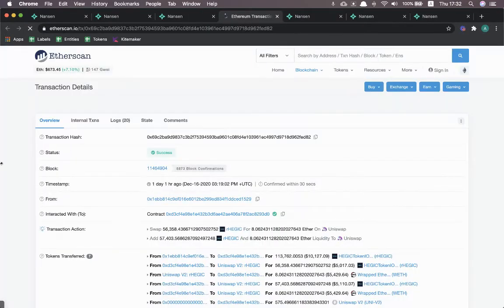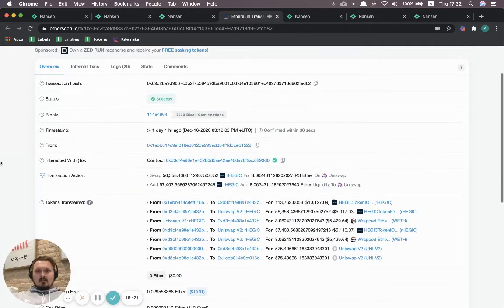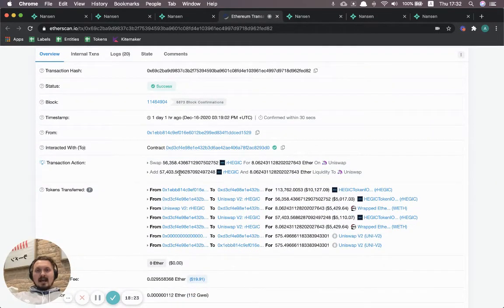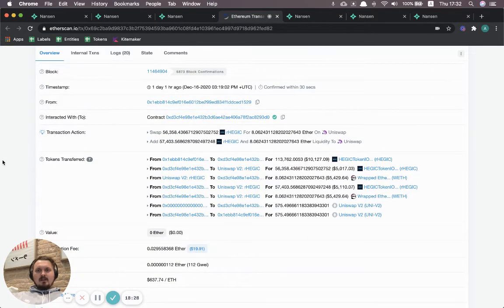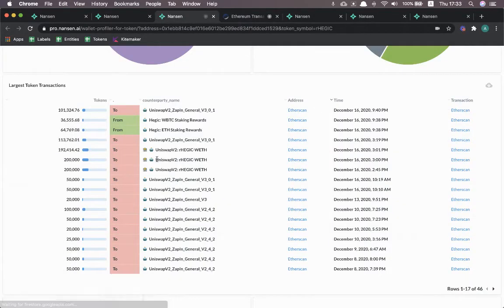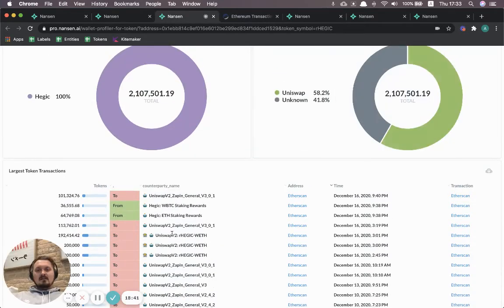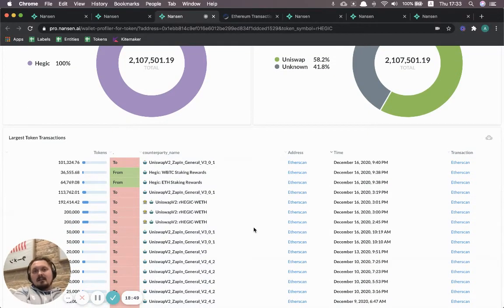So we go in here and yeah, there's a swap and an add. So pretty sure that means basically they've swapped half of their tokens for Ether, and then they provide liquidity, half in Ether and rHEGIC tokens to Uniswap. So it shows up as unknown, but it's just because it goes through this intermediary contract. Ultimately, it also went to Uniswap. So a mix of selling and liquidity provisioning, but mostly selling, it seems like. So this one's also selling.